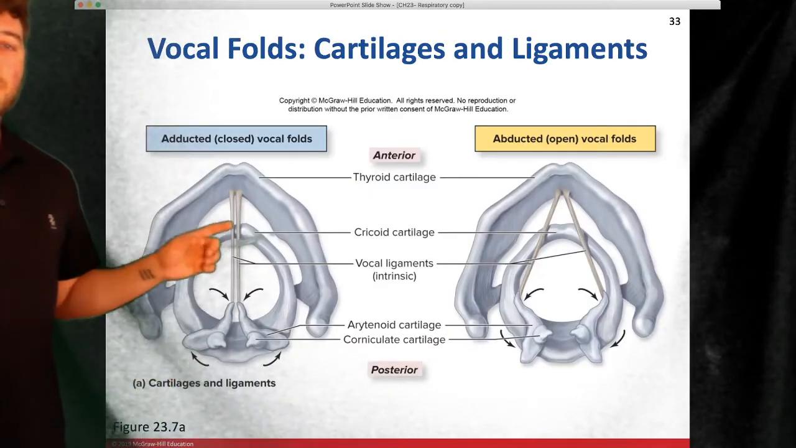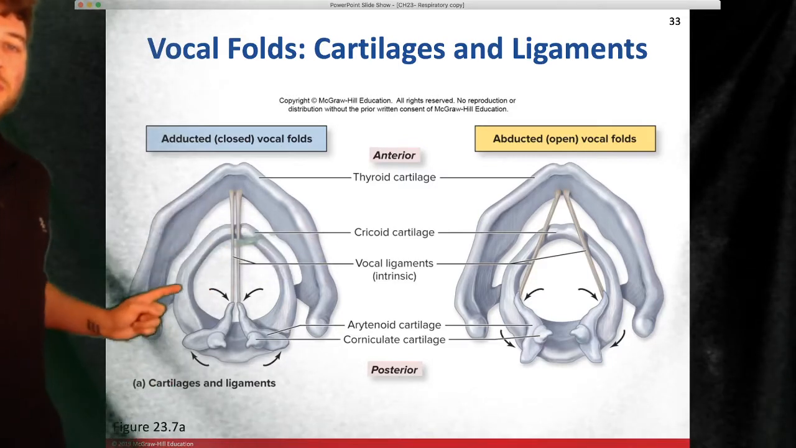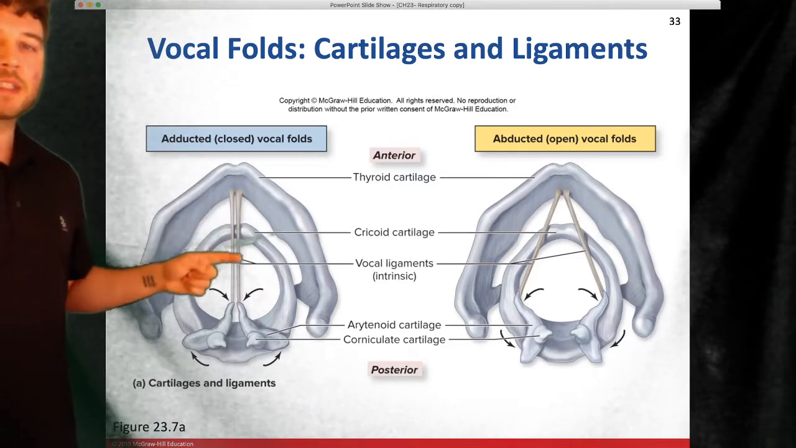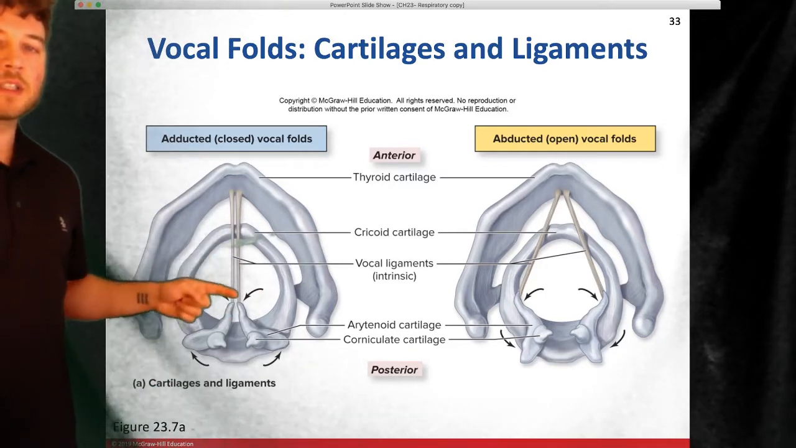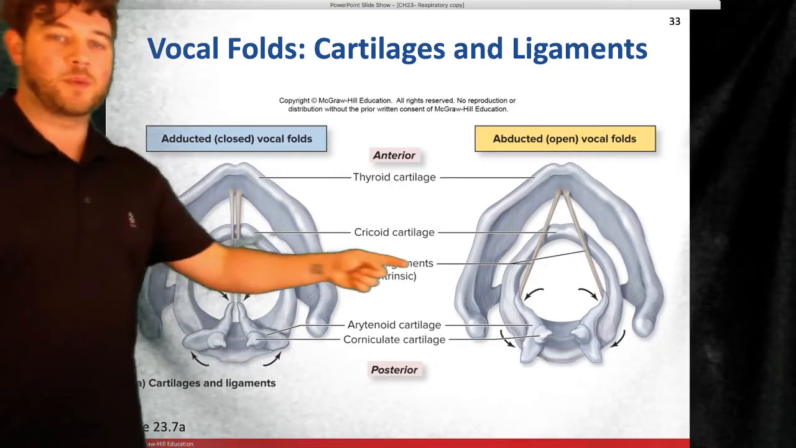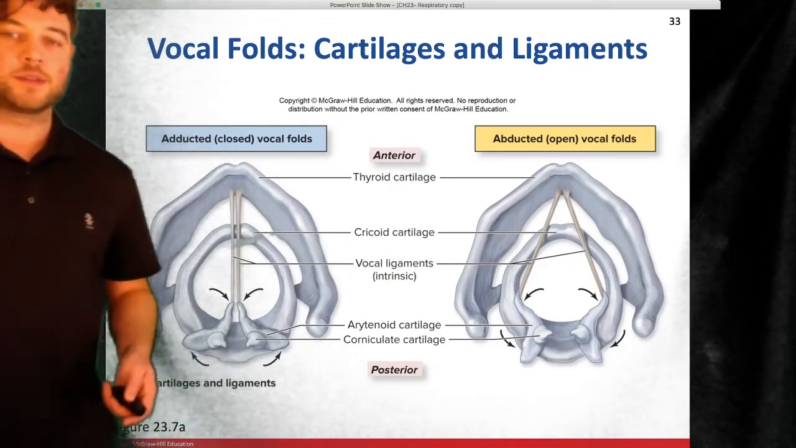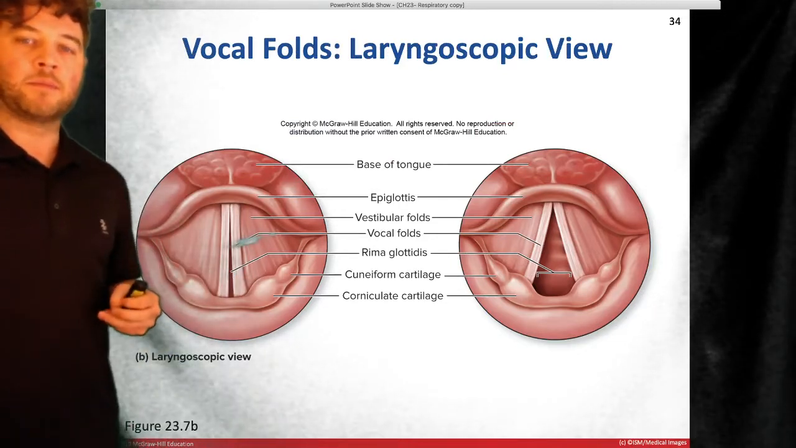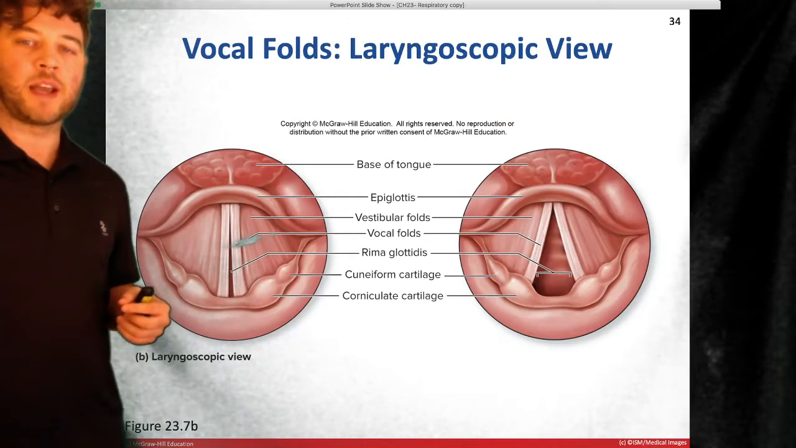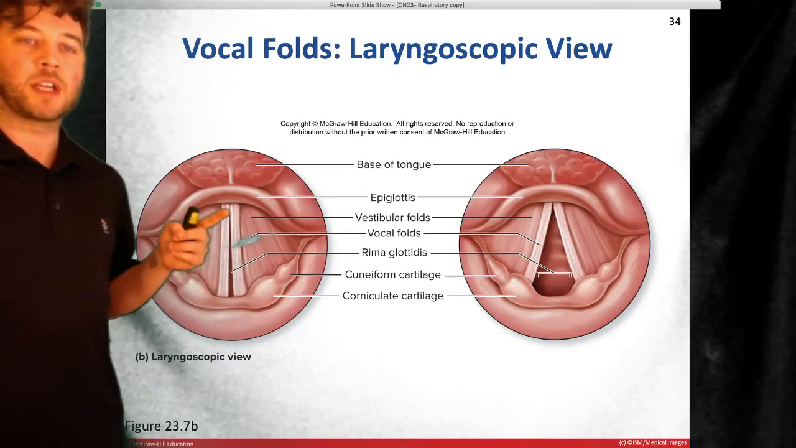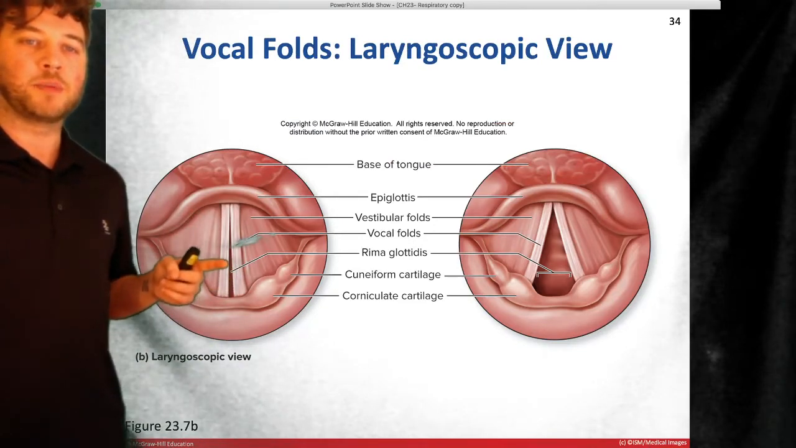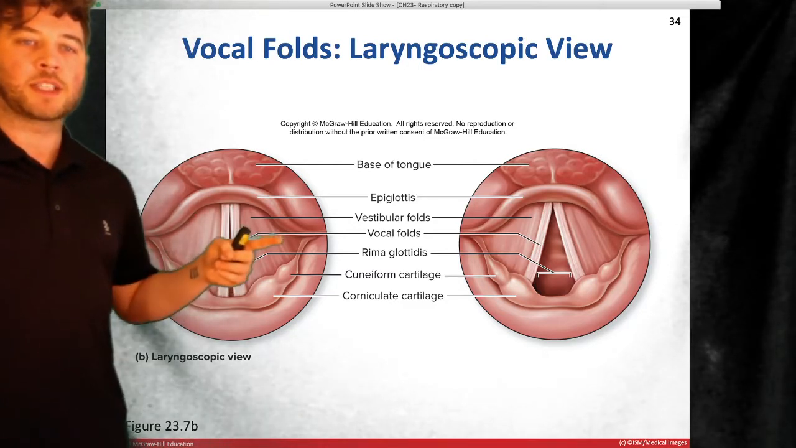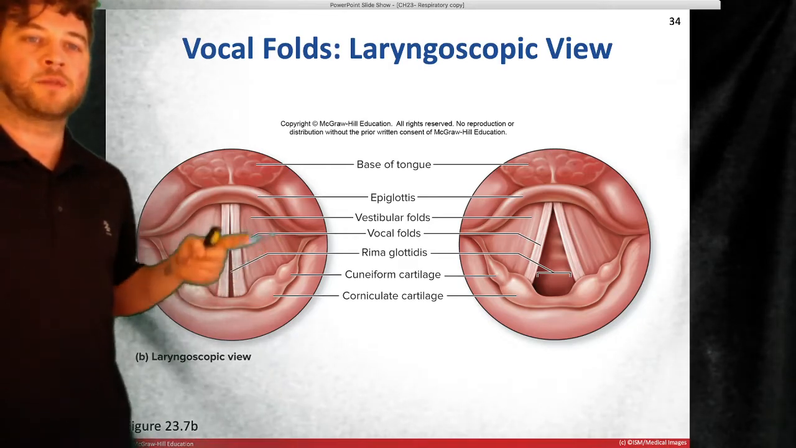So here you have your thyroid cartilage, that cricoid cartilage just below it. You have these vocal ligaments here. This is when they are closed, and this is when they are open, allowing sound. And this is a more accurate representation of that. You still have these avascular, whitish looking vocal folds. And just out to the side, you have these vestibular folds, which are protecting the vocal folds.